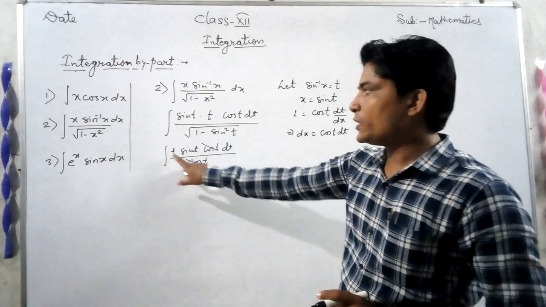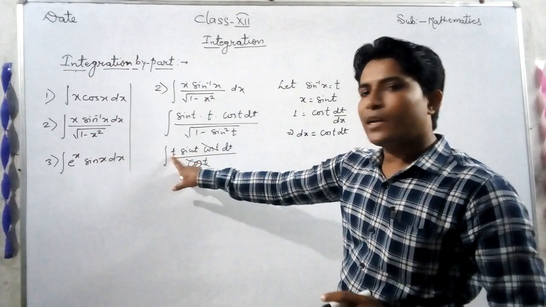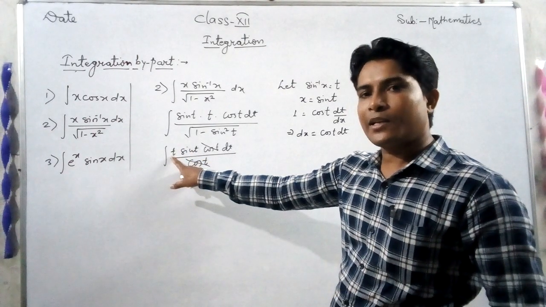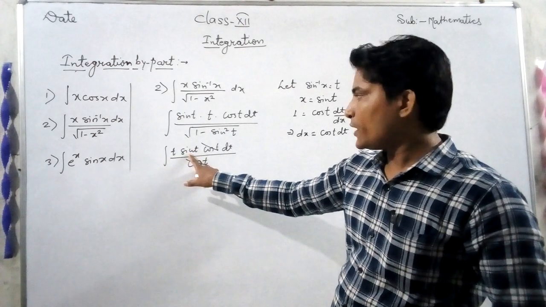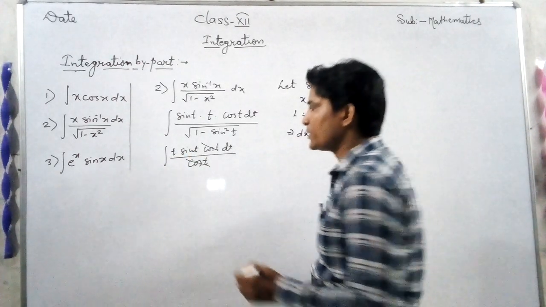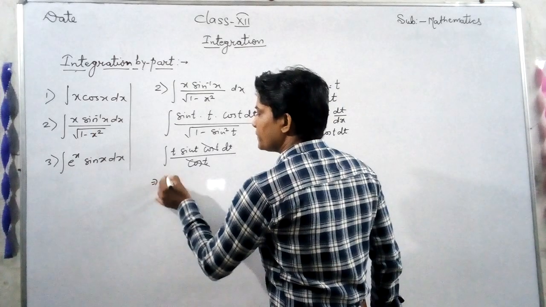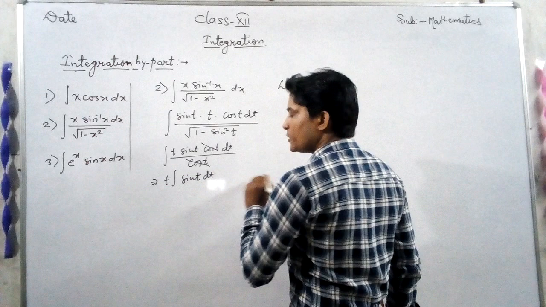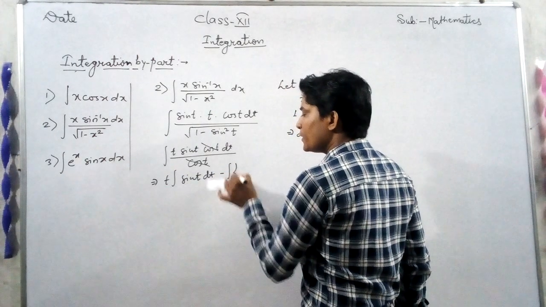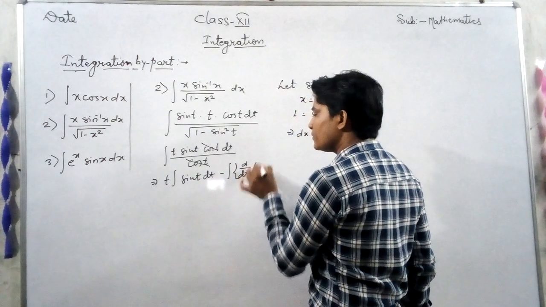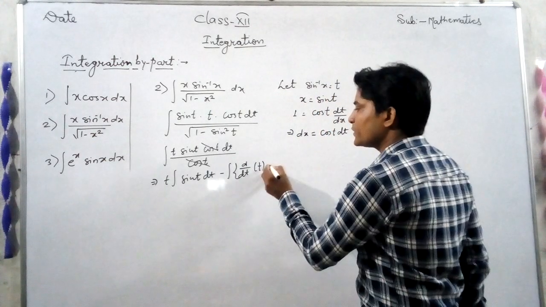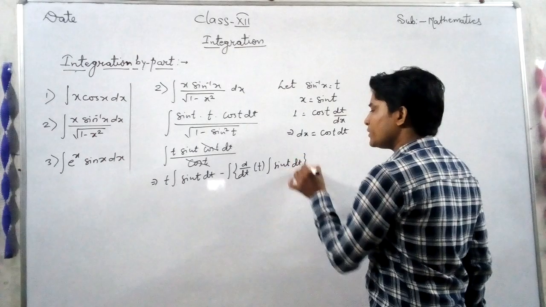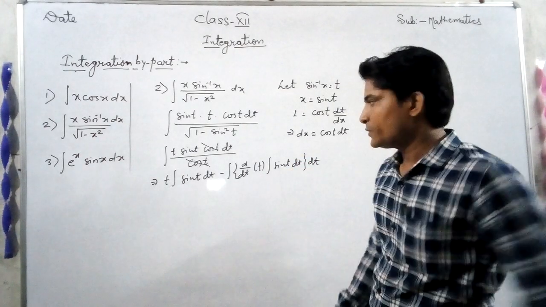Again, a similar question: t sin t. Here t is algebraic and sin t is trigonometric. So, taking the algebraic function as f(x) and sin t as g(x), t stays as it is, integration of sin t with respect to t, minus integration of d by dt of t, times the integration of sin t dt, and the whole dt.